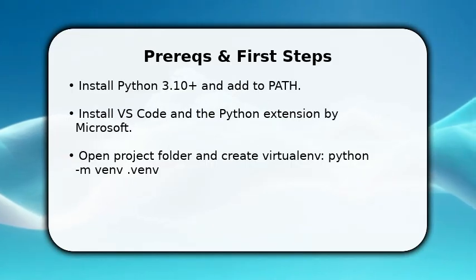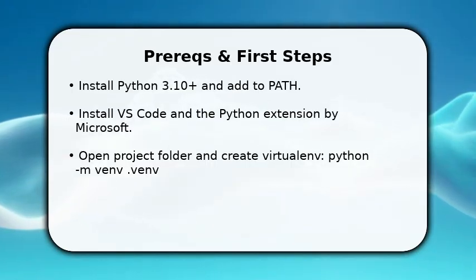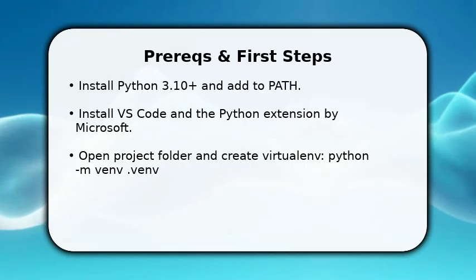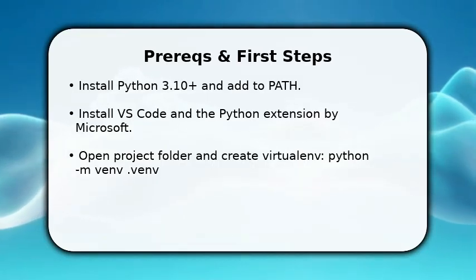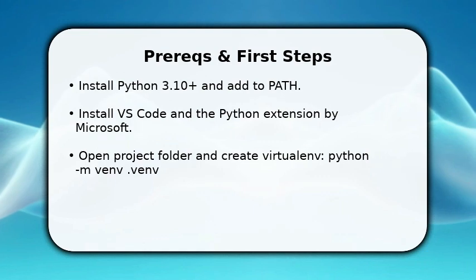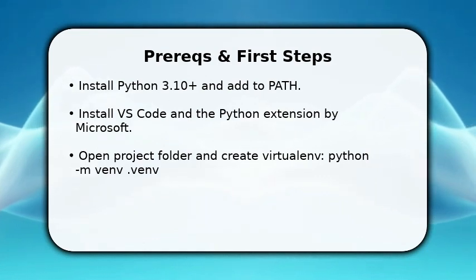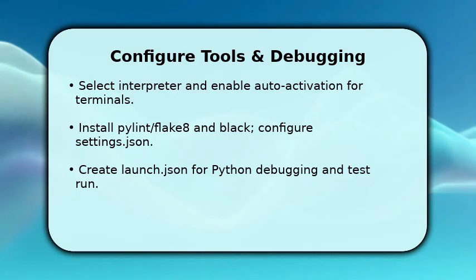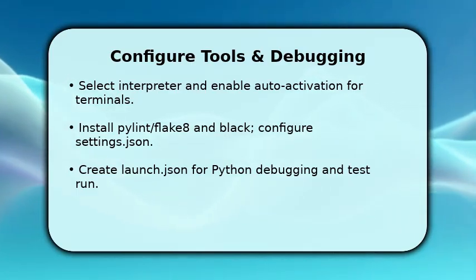Then open the folder in VS Code and confirm the bottom right interpreter shows the venv Python. This starts a reproducible, manageable setup. Next, you configure linters, formatter, and the debugger so coding flows. In the command palette, pick the venv interpreter and enable terminal auto activation so you never forget to activate.